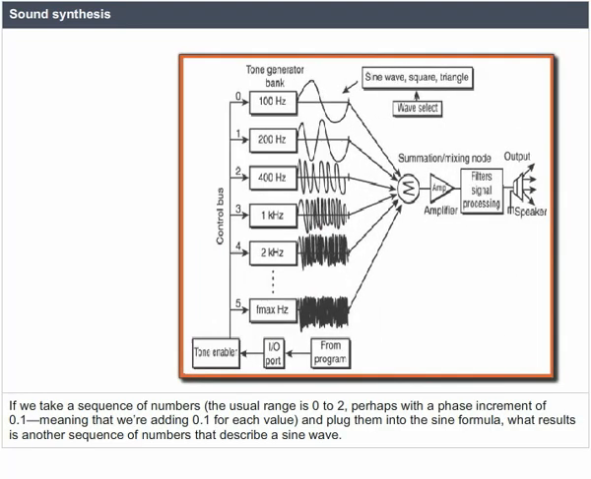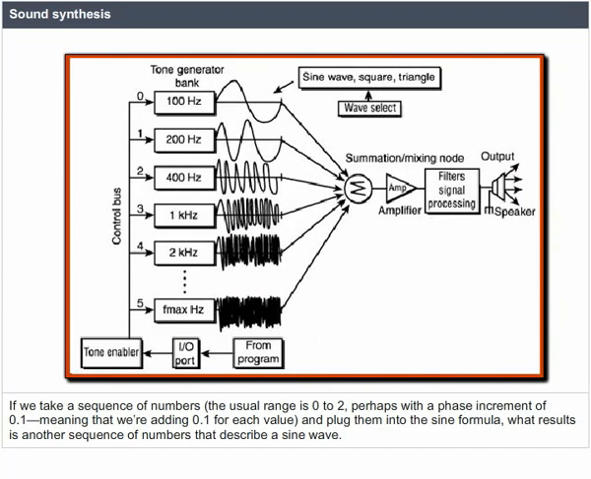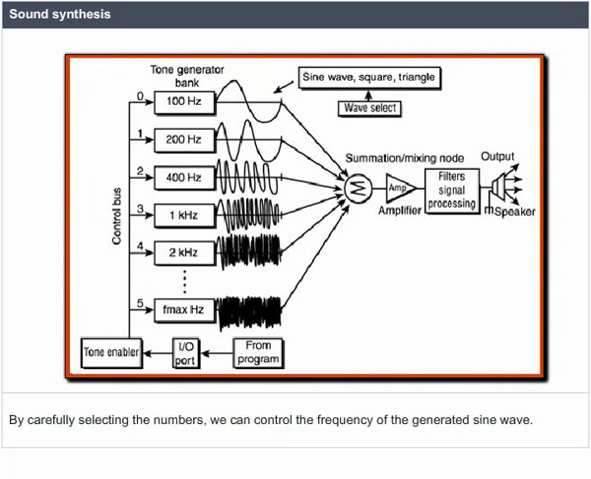Sound synthesis. If we take the sequence of numbers, the usual range is 0 to 2, perhaps with a phase increment of 0.1, meaning that we are adding 0.1 for each value, and plug them into the sine formula. What results is another sequence of numbers that describes a sine wave. By carefully selecting the numbers, we can control the frequency of the generated sine wave.